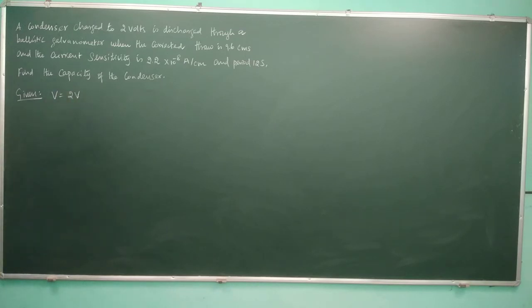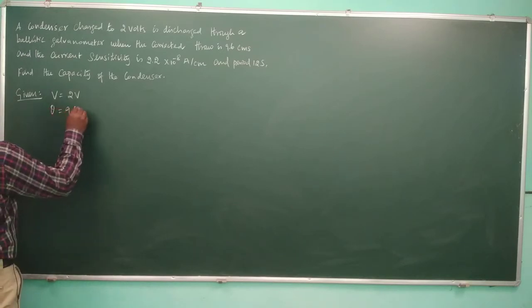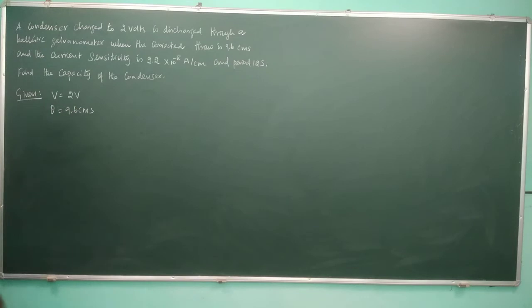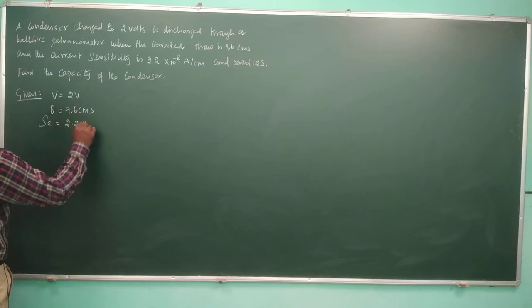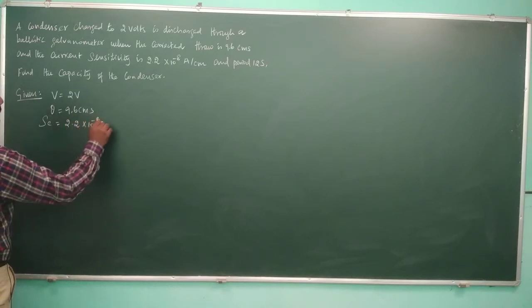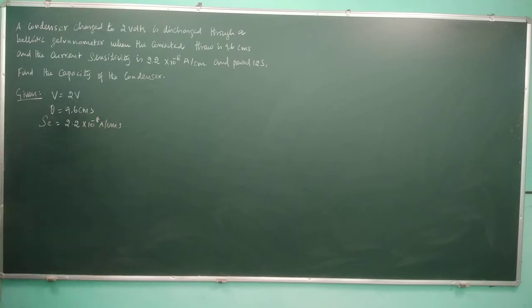And this charge is passed through a galvanometer. The corrected throw is 9.6 centimeter, theta is equal to 9.6 centimeters. Current sensitivity, which is equal to 2.2 into 10 power minus 8 ampere per centimeter, and T is equal to 12 seconds. What is asked? What is the capacitance? That is asked.